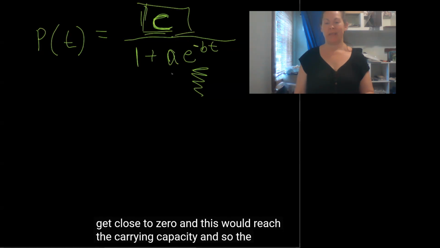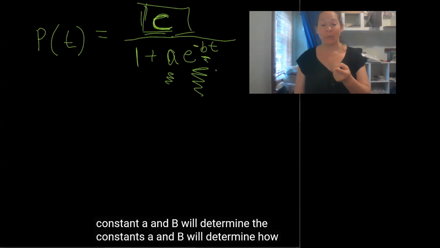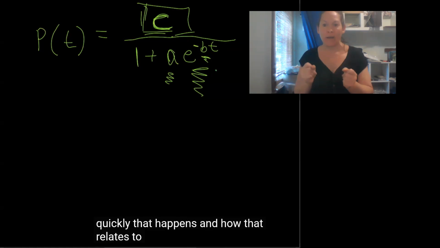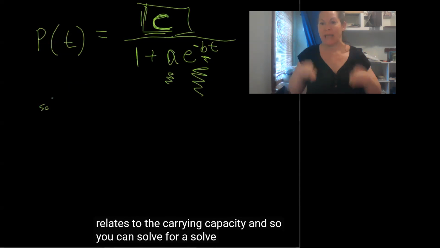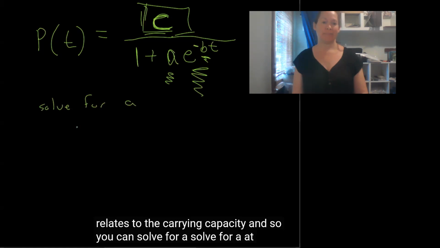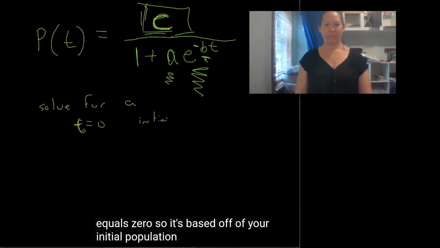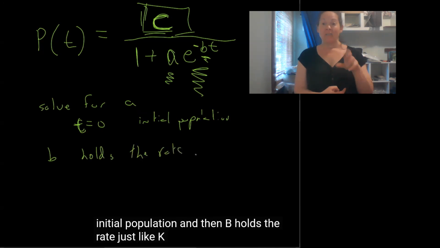And so the constants A and B will determine how quickly that happens, and how that relates to the carrying capacity. You can solve for A at time equals 0, so it's based off of your initial population. And then B holds the rate, just like k did.